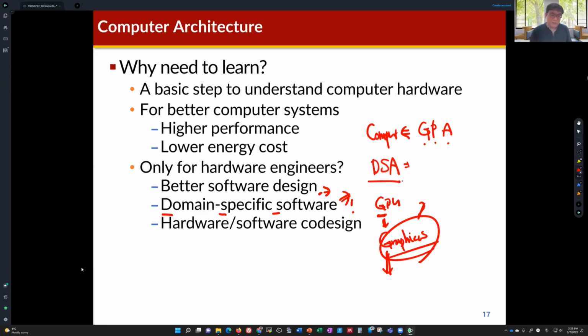And hardware-software co-design is also very important. A coder just knows how to program, how to write code, just the syntax. But as computer engineering students, you need to understand how computers work. Then we can optimize our applications for specific hardware or computer systems. This approach is called hardware-software co-design.